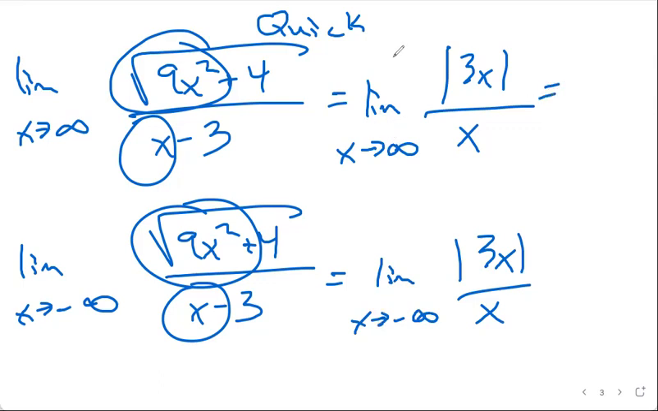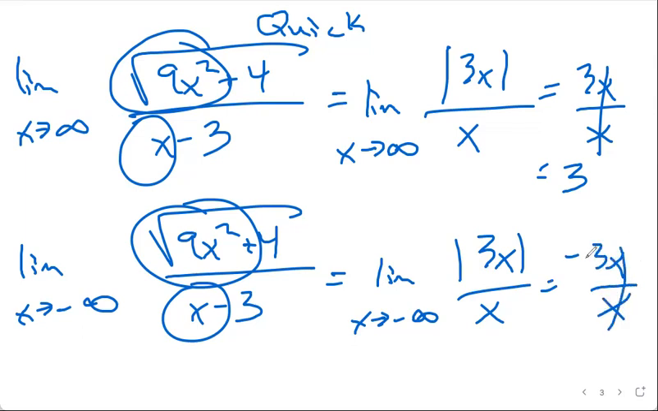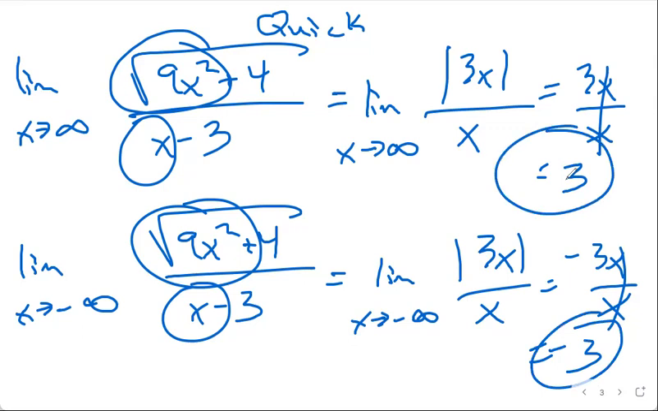If I was to plug in infinity, the inside would be positive, leaving you with just 3. If I was to plug in negative infinity, the inside would be negative, so you multiply it by a negative to make it positive, and the answer is negative 3 instead. If they ask for the horizontal asymptote, you'd have y equals 3 and y equals negative 3. That's the quick way. But if you had to show your work, okay, here we go.